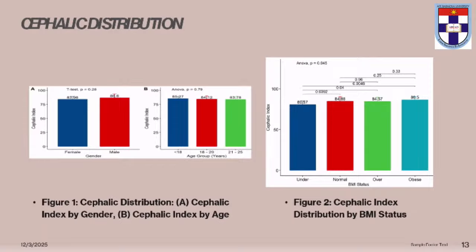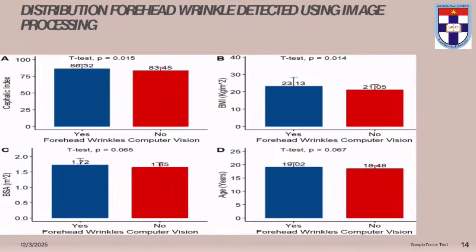In the other figure, you can also see cephalic index distribution by BMI status. From this, I can say that BMI is related. It has a positive relation with cephalic index. Then distribution of forehead wrinkle, detected using image processing.